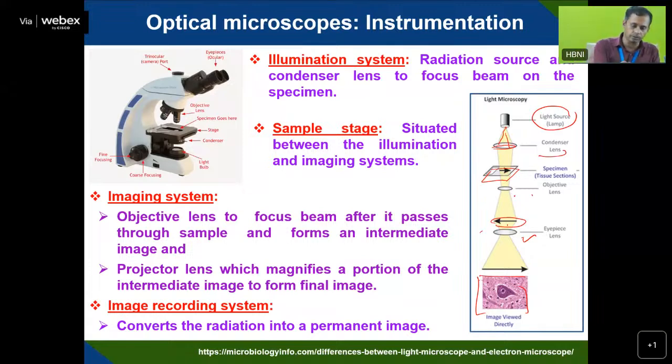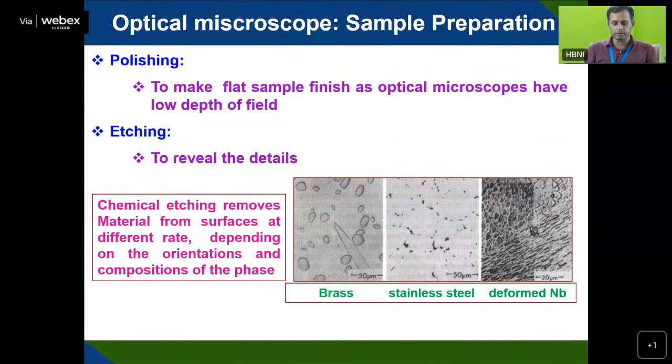Here you can vary the focus; there are objectives of 10x, 20x, or 40x, so you can change the objective lenses, and through the eyepiece you can easily see the specimen. But for optical imaging, the sample has to be perfectly prepared, so a little sample preparation is required.